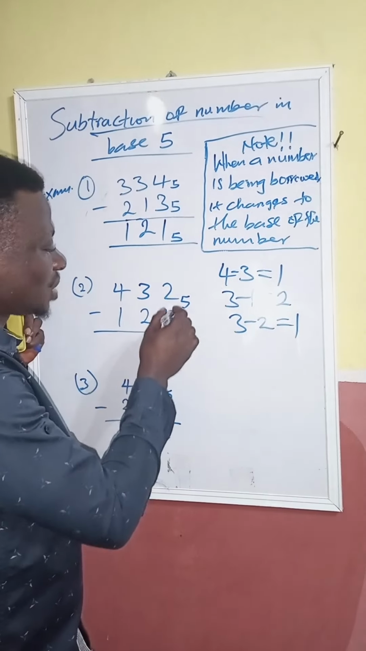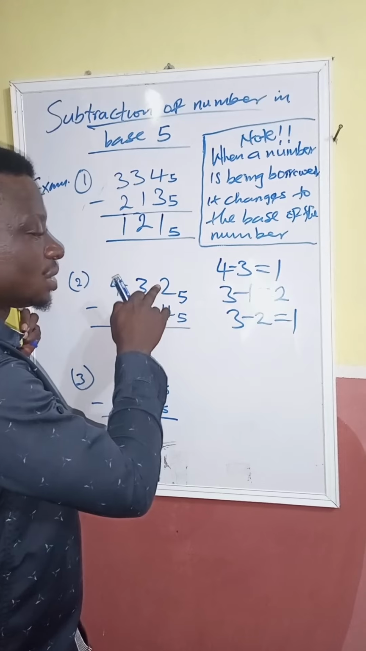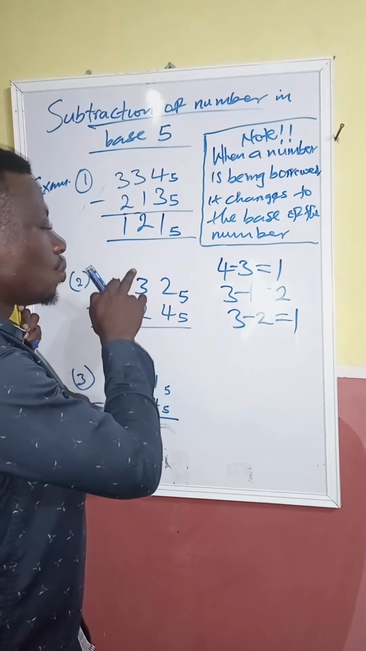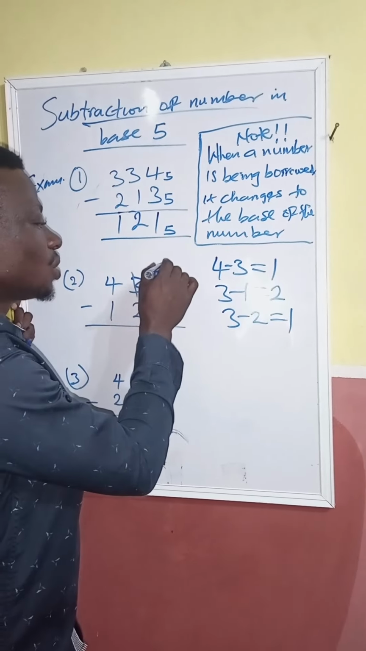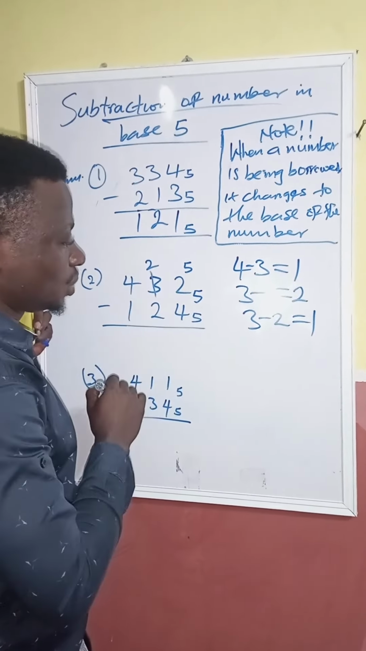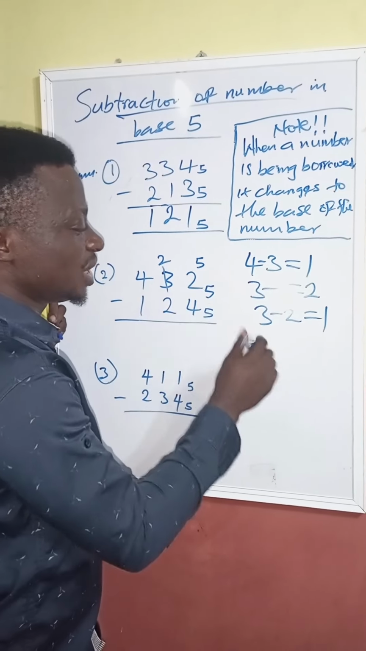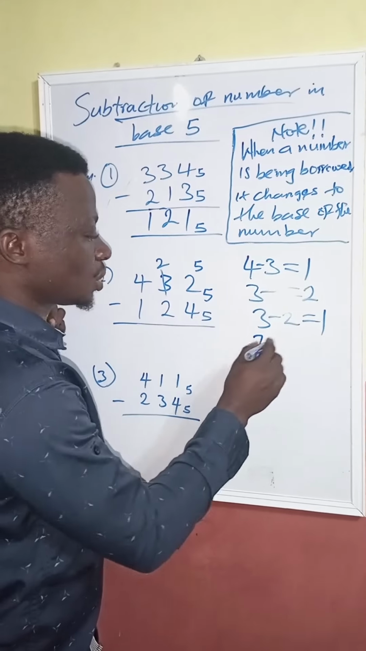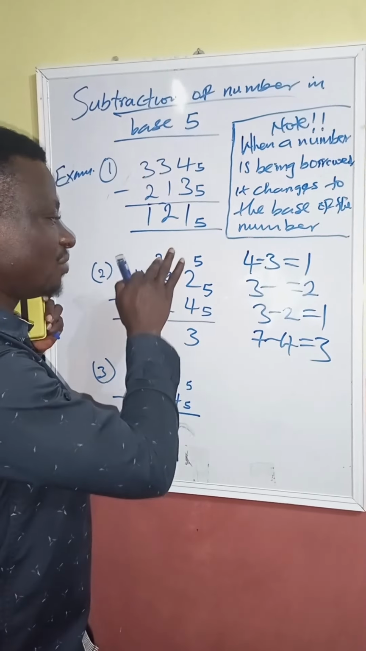So let's solve this question together now. Since 4 cannot go in 2, what we do is to borrow 1 from this 3 to this place. That one being borrowed becomes 5. And you are left with 2 here. Therefore, you have 5 here plus this 2, making 7 minus 4. Then you are going to have 3. This place will be 3. You are left with 2 here.